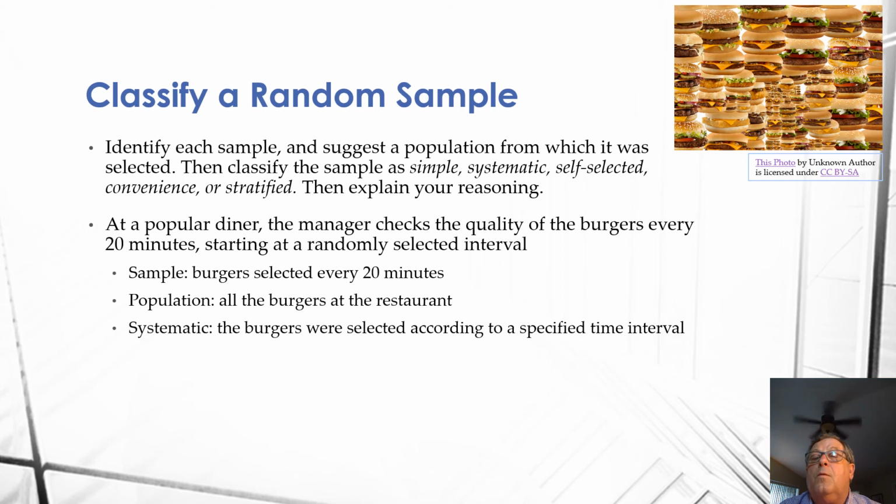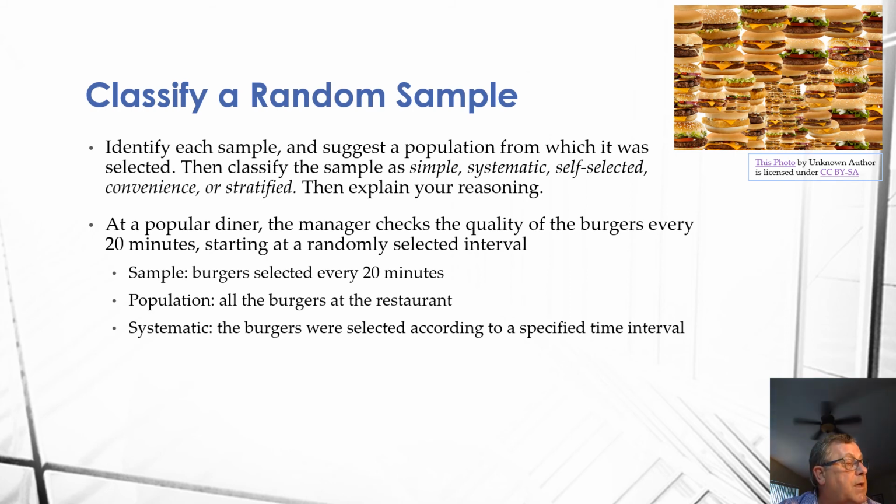Well, our sample would be the burgers that are selected. In this case, it's going to be selected every 20 minutes. And our population would be all the burgers at that restaurant on that particular day or week, however long the manager does that. And then is this simple, systematic, self-selected, convenience, or stratified? Well, this would be systematic because the burgers are selected at a specified time interval, in this case 20 minutes.